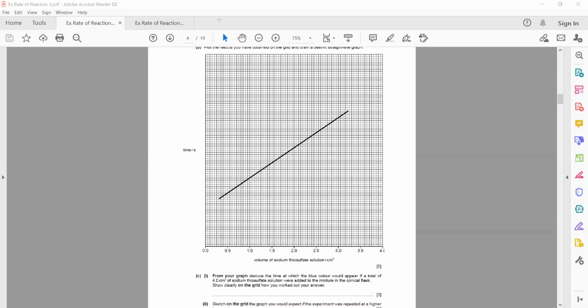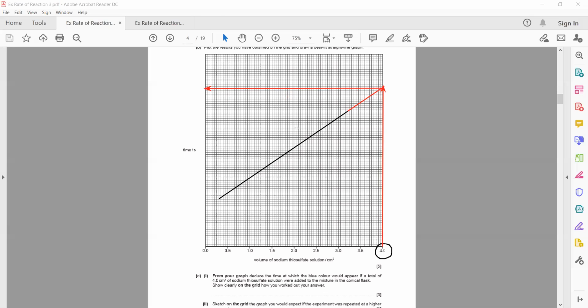Now in part C, they mention: from your graph, deduce the time at which the blue color would appear if the total volume is 4 cm cube. So if the total volume is 4 cm cube, we will extend this straight line until it reaches 4. And because on the y axis we have time, we will identify the time, and that will be our answer.